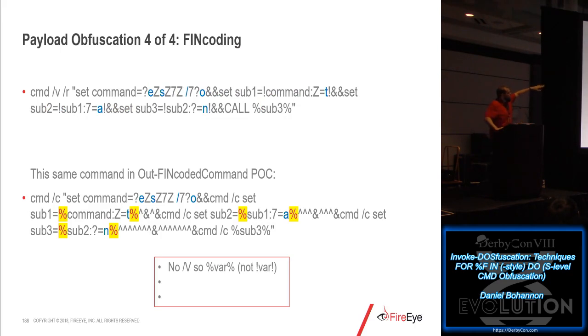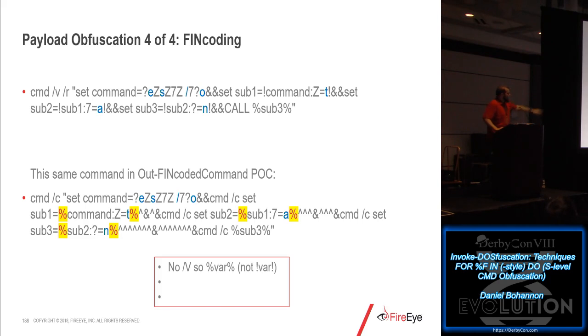Now this is the FINcoding command in the DOSfuscation tool. This is what the output would have to look like in the original POC. In the POC, it's a lot uglier because I didn't know about the variable expansion with a /v, so I had to make a separate command for every one of these. So there's a ton of ands, and the child process tree is super deep and super noisy.